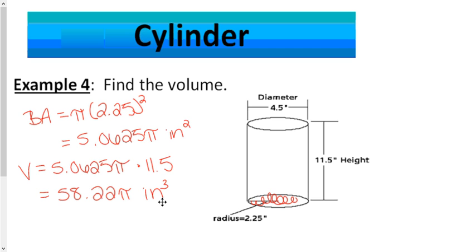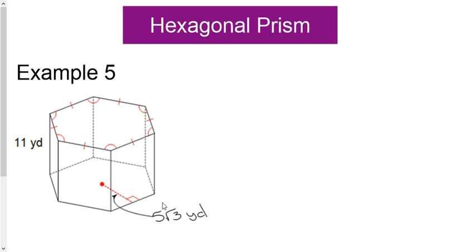So one last example. So it's kind of a short video tonight. So one last example is a hexagonal prism. We do the exact same thing as we did before. You find the base area, then you find the volume. Well, here my bases are hexagons. So we have to go back to the formula for hexagons.